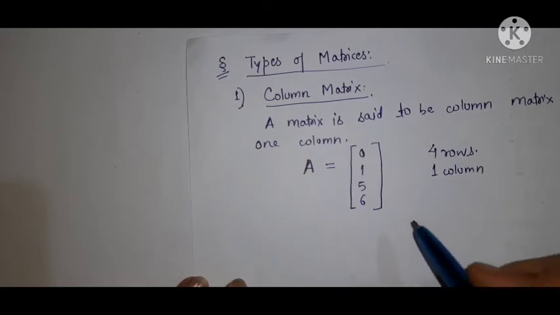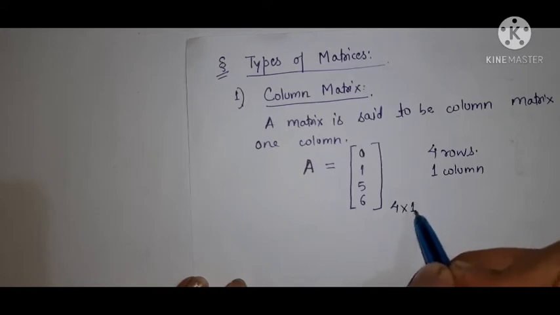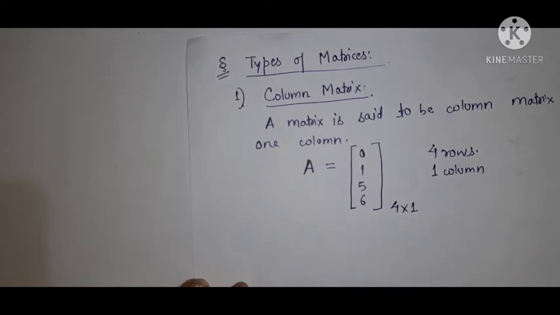And what is the order of this matrix? The order of matrix is 4 by 1, because we have 4 rows and only 1 column.